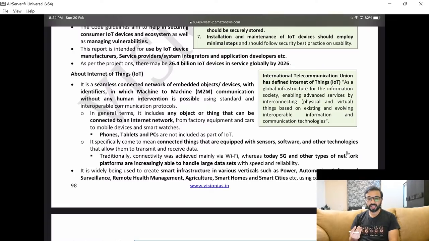You can simply say Internet of Things is a technology through which two devices can be connected through the internet, and these devices can communicate with each other. They can be operated seamlessly without intervention of humans. So, is tarah se seedha saadha definition ko thoda sa complicated bana diya hai. That's what I feel here.